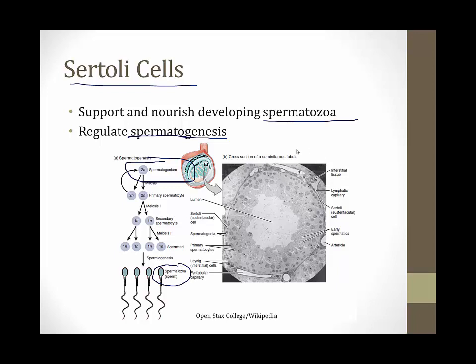This all occurs in the seminiferous tubules, and this is a cross-section through a seminiferous tubule shown on the screen here. The lumen is in the middle. Along the sides here are sperm in various stages of development, and around the periphery are Sertoli cells, like one that is shown right here, which will support the sperm cells through spermatogenesis.